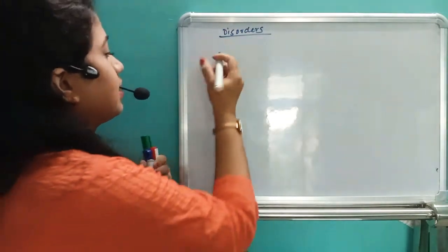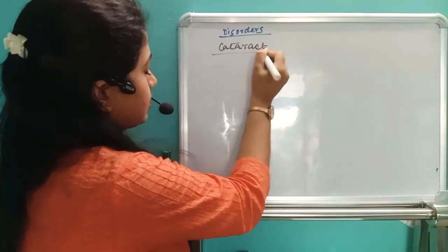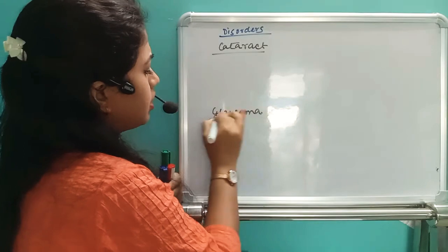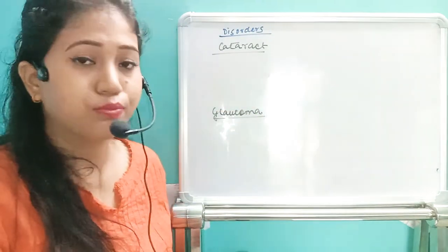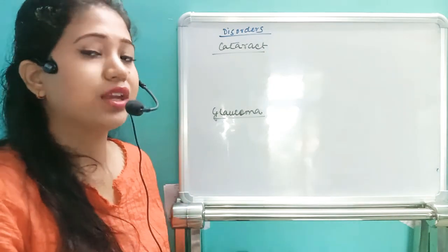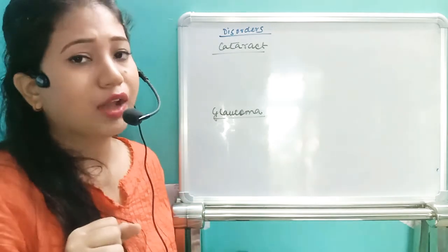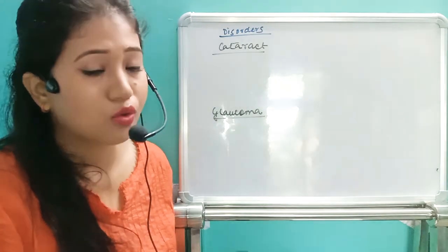After that, let's move to another disease. That is cataract. One disease is cataract and the second disease is glaucoma. Glaucoma, I have already told you, if the canal of Schlemm gets blocked, then the aqueous humor will start to accumulate more and more, and that gives more pressure in the aqueous chamber. That can lead to a condition called glaucoma.